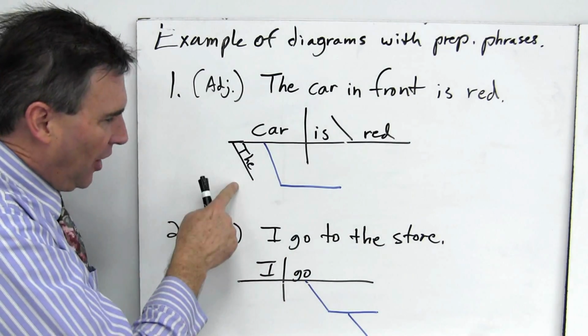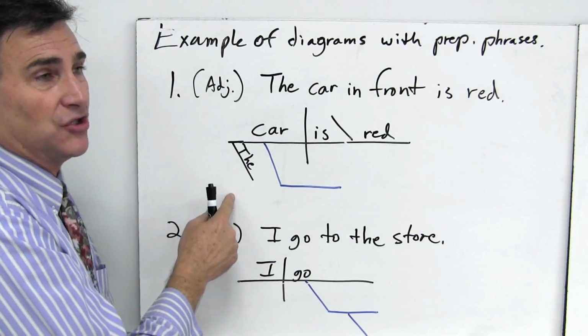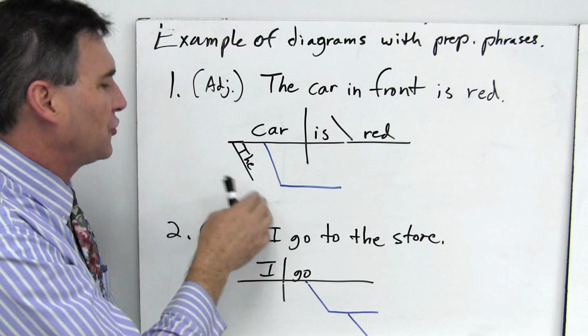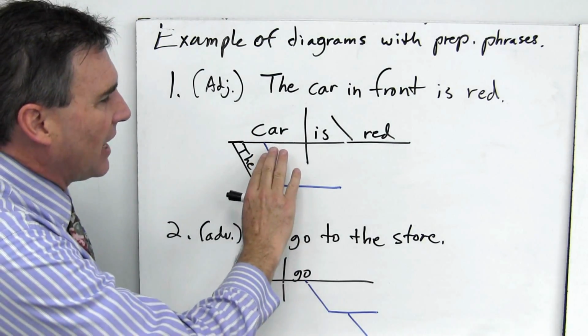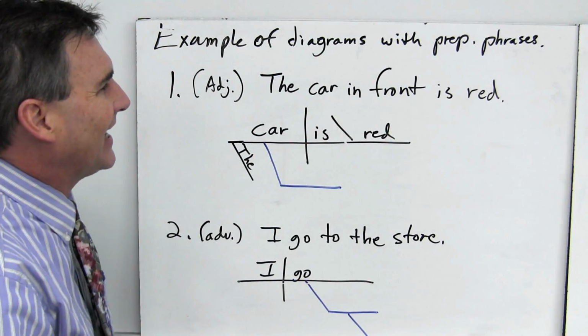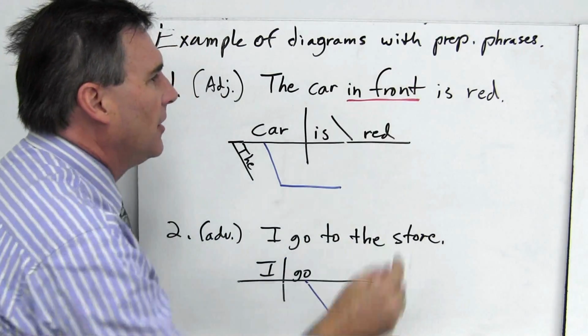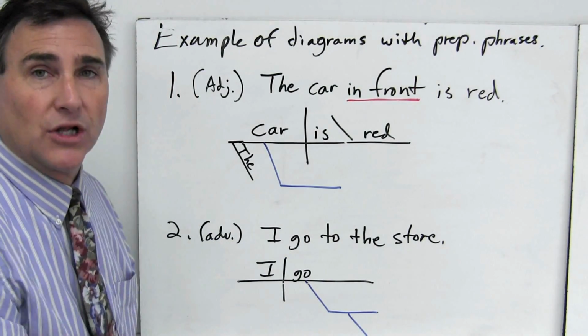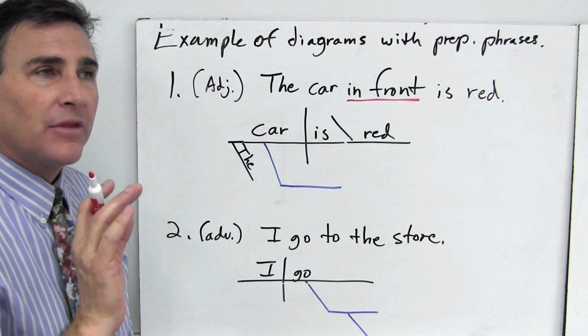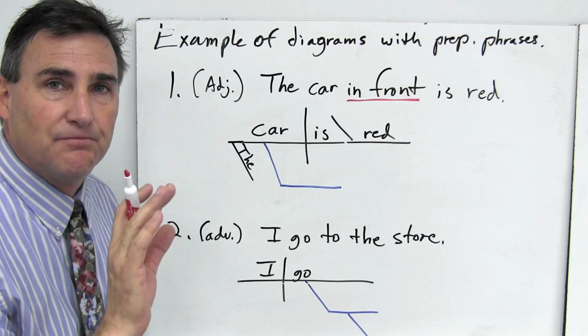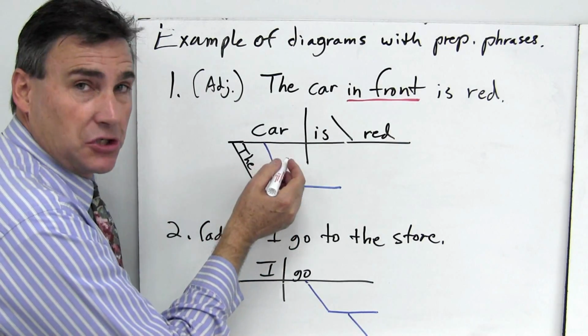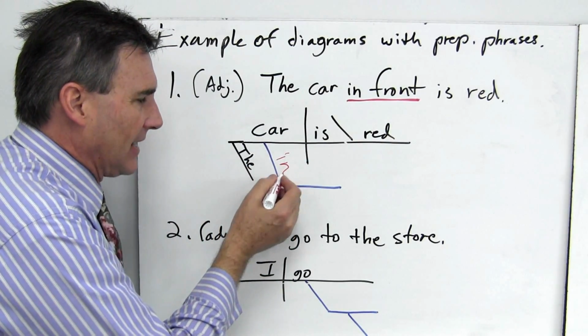The car is red. The, a simple modifier, simple determiner, which is a kind of adjective. Determiner goes right there. So the car is red. But we've got this other phrase, in front. Well, how do we put that in there? Well, as we talked about a moment ago, the modification begins with the preposition. So it's the start of the modifier. So we put in right there.